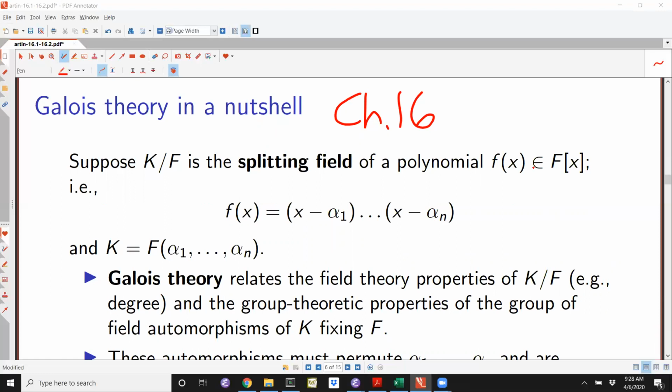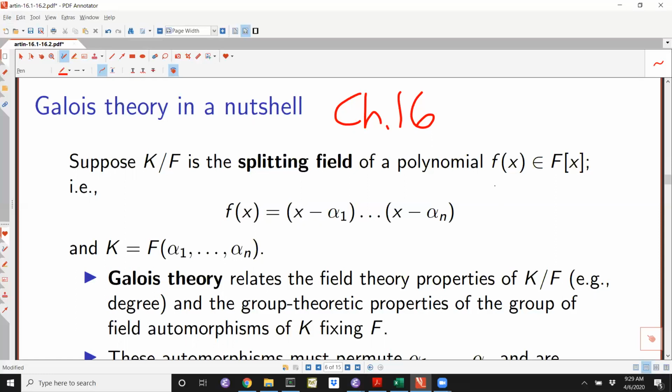Anyway, so here's Galois theory in a nutshell, and I actually try to bring this slide up pretty much every class for the rest of the year. For the rest of the year, right? So suppose the extension K of F is the splitting field of a polynomial little f of x in big F bracket x, or in other words, little f of x, a polynomial with coefficients in the base field capital F.